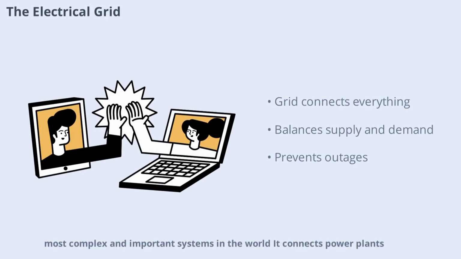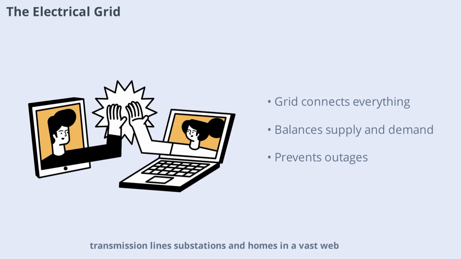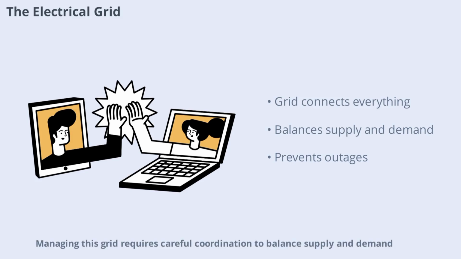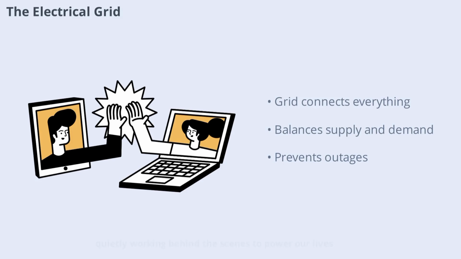It connects power plants, transmission lines, substations, and homes in a vast web. Managing this grid requires careful coordination to balance supply and demand, prevent outages, and keep everything running smoothly. The grid is a marvel of engineering, quietly working behind the scenes to power our lives.